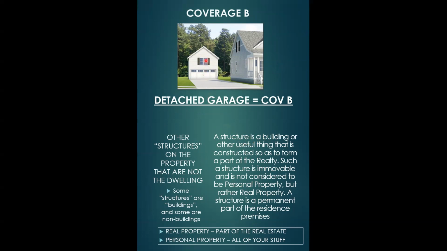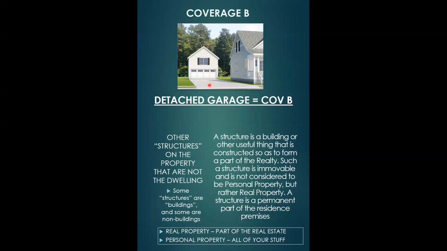And here we have examples of both. This garage, this detached garage, is a classic example of a coverage B element. It's a structure because it's permanent, and it's a building because it has roof and 4 walls. This poured concrete driveway is a structure. It's a separate, useful thing that has been constructed so as to form a part of the realty. It's not a building, but it's every bit as much of a structure as the garage or the house, for that matter. Structures are permanent, and they may be buildings and they may not.